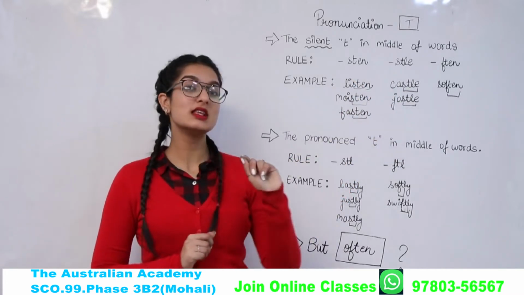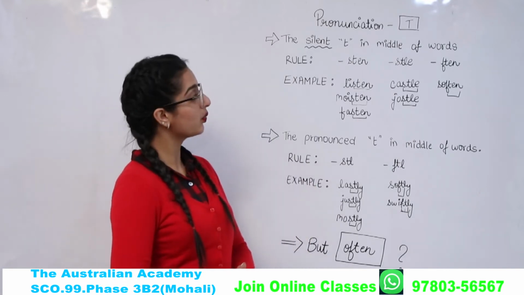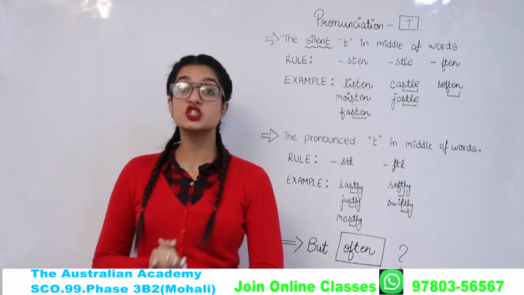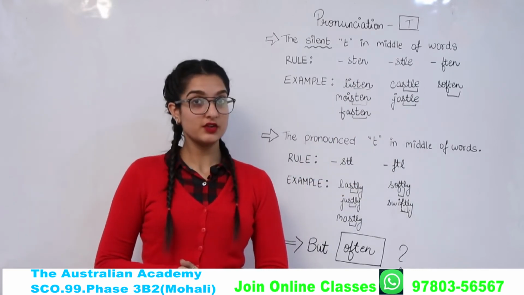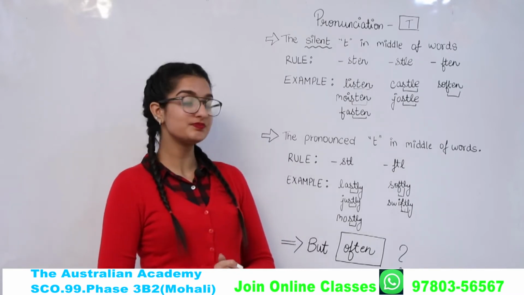And the last rule states the alphabets FTEN appearing in that particular order in a word. For example, the word soften. So it will be soften with a silent T and not with a pronounced T. Please make sure you're keeping these 3 golden rules in mind.